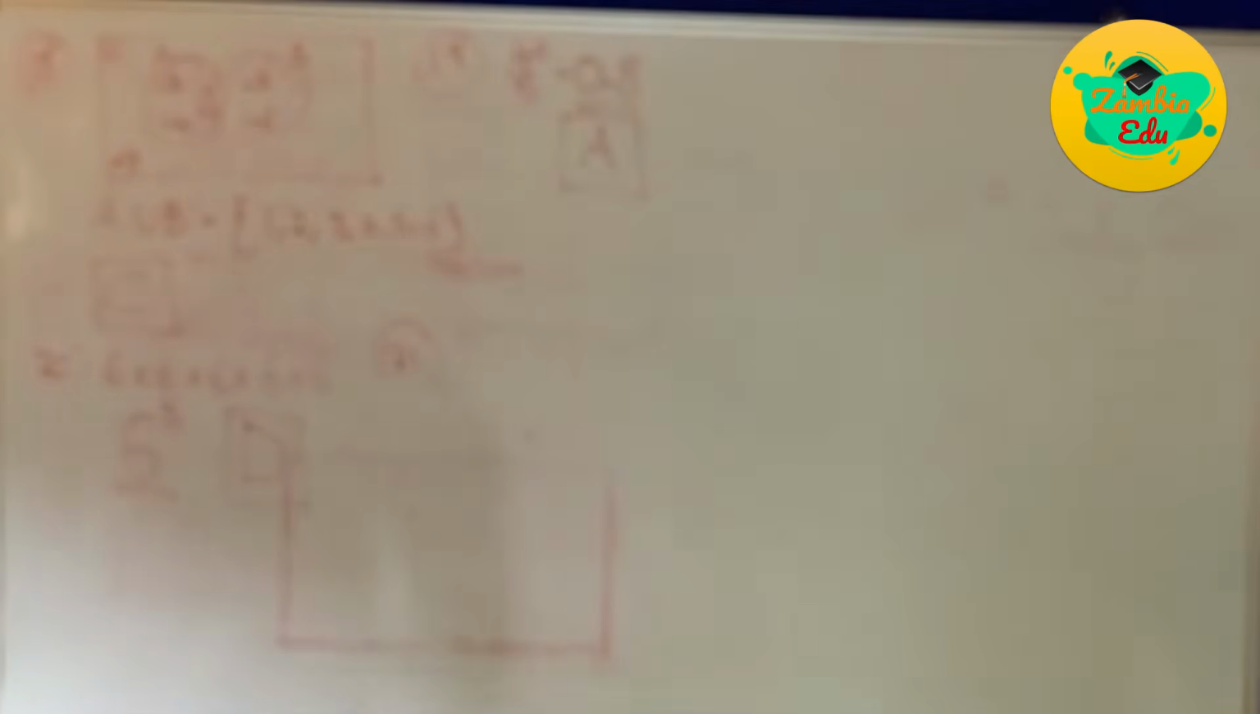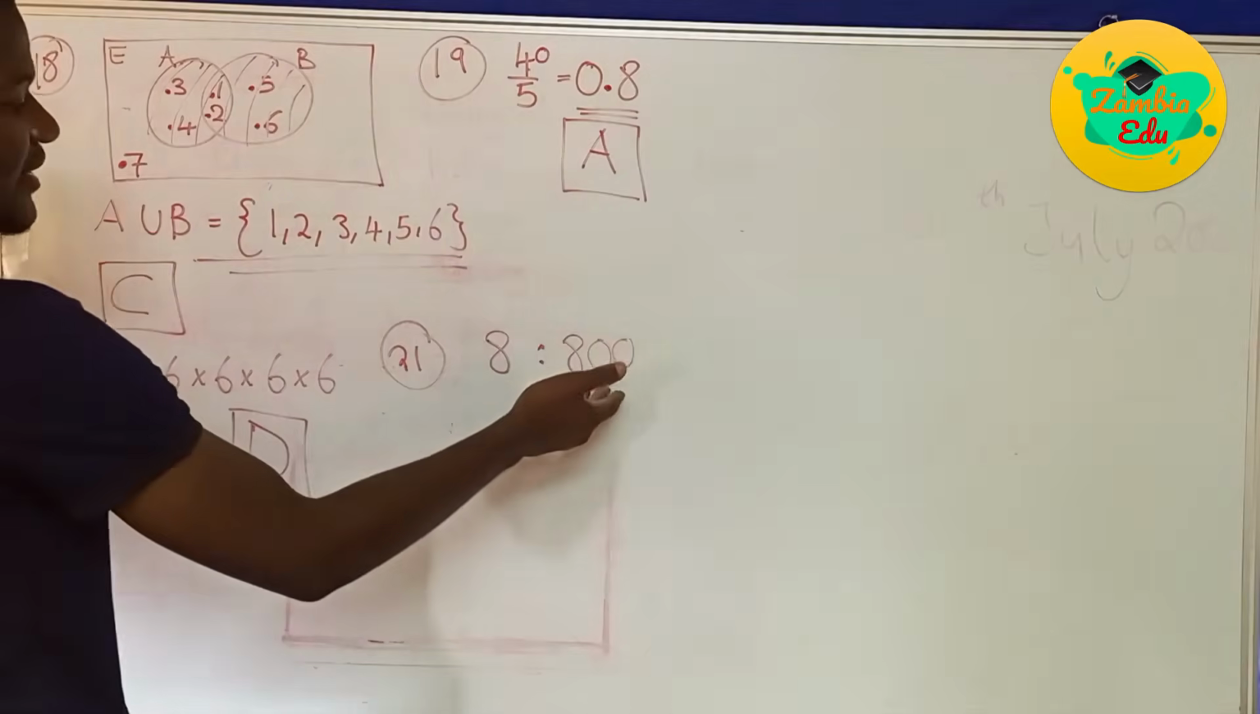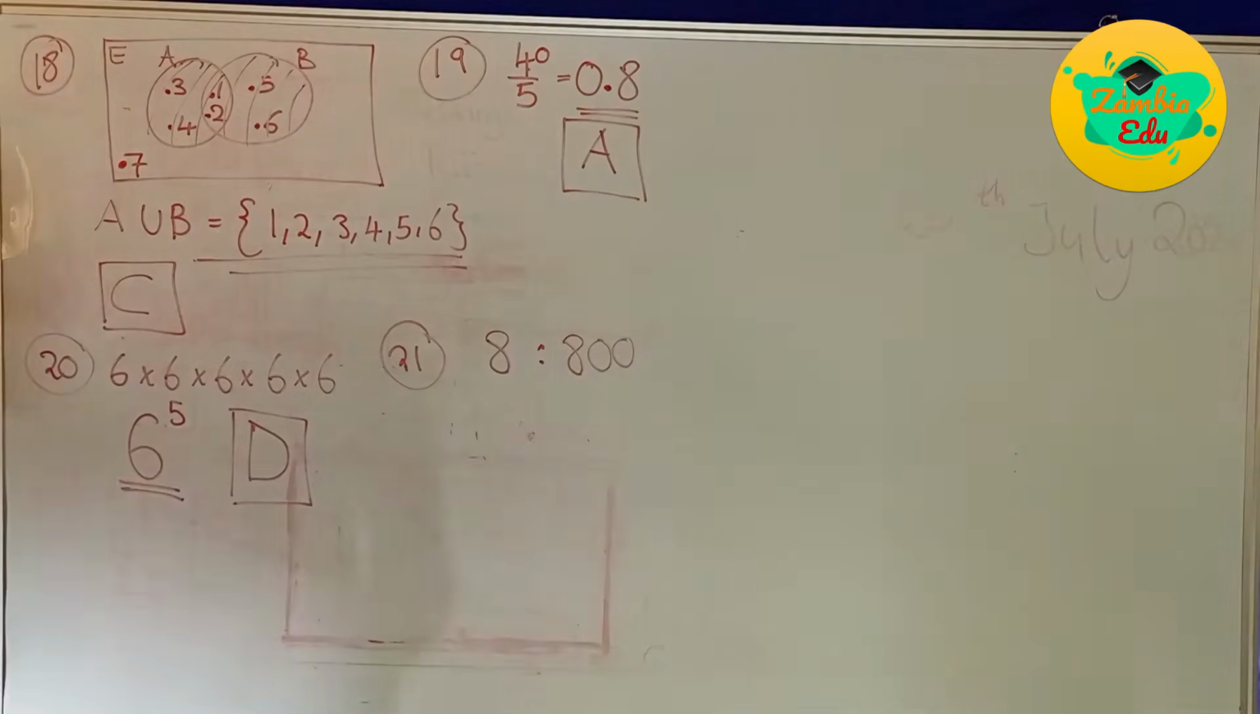Question number 21 says, express the ratio 8 meters to 800 meters in its lowest terms. To do that, we need to reduce these numbers to a level where there is no other number that can go into both of them without leaving a remainder.